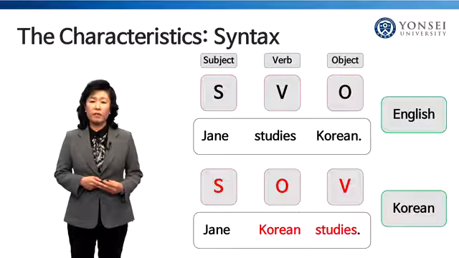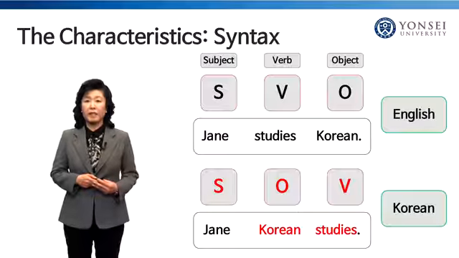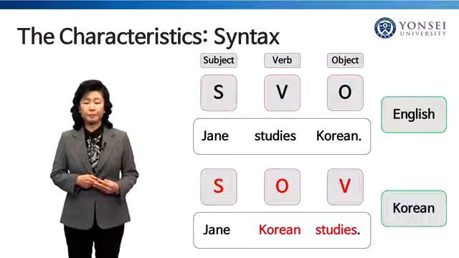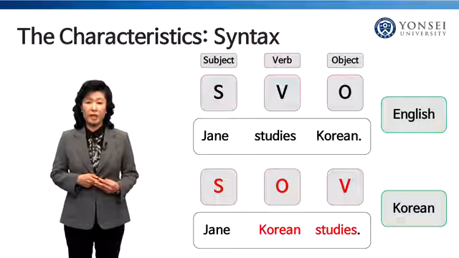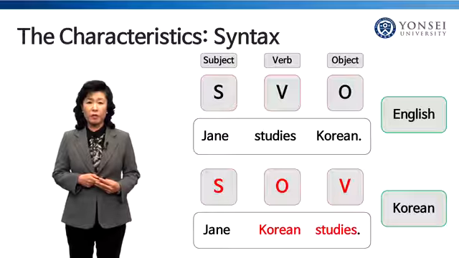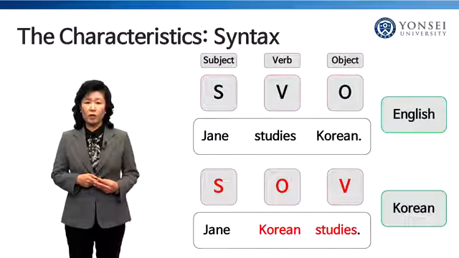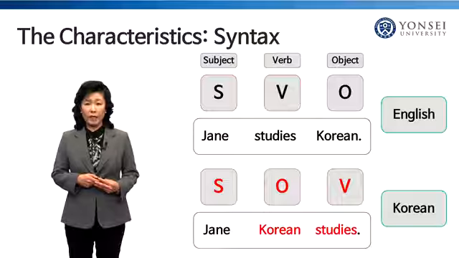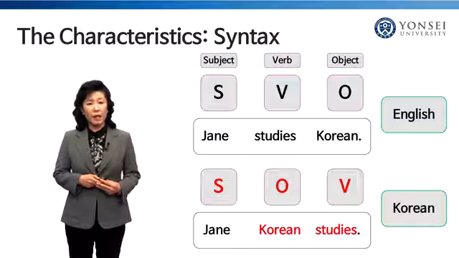First, the unique characteristic of the Korean language lies in its syntax. The sentence structure or the word order in Korean is different from that of English. Korean is a language in which the verb or the predicate comes at the end. Thus, a sentence ends in a verb or an adjective. In English, a sentence is constructed in the order of SVO, which is subject, verb, and object. But in Korean, it is in the order of SOV. For example, the sentence Jane studies Korean in Korean becomes Jane Korean studies.